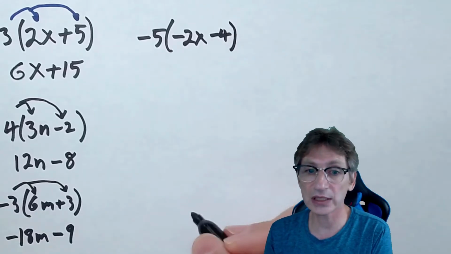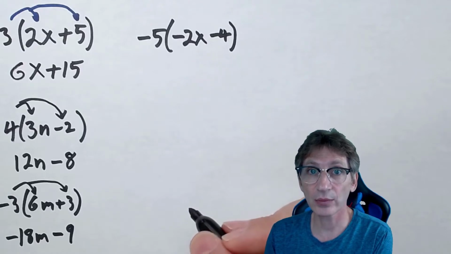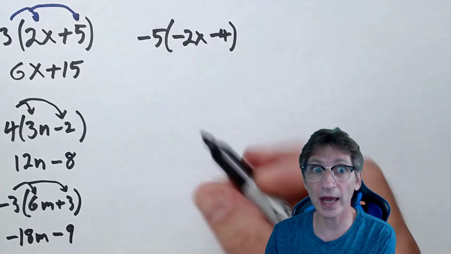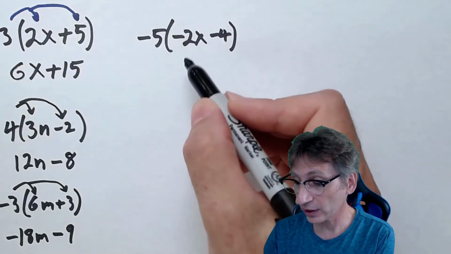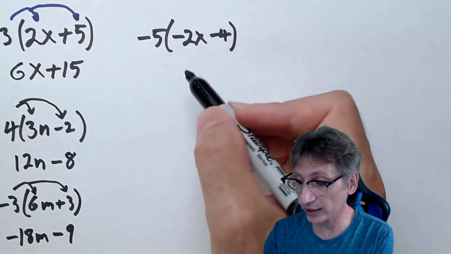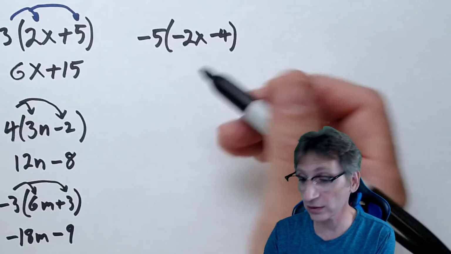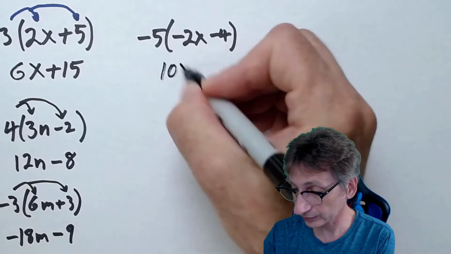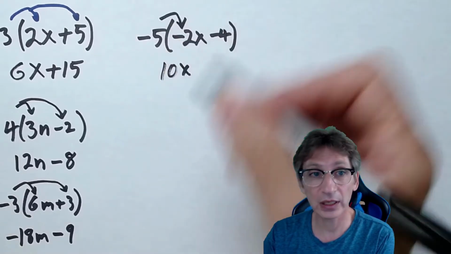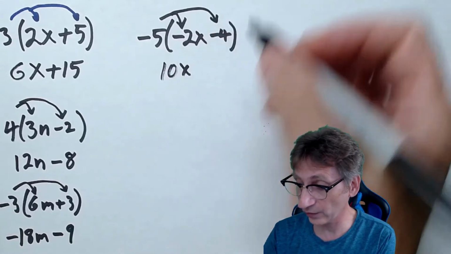And we follow the exact same process. You use the number outside the parentheses, multiply it by each term inside the parentheses, keeping the sign with the term. What I mean by that is negative 5 times negative 2x. This negative goes with the term 2x. Negative 5 times negative 2x is positive 10x. That's this step. Now I multiply negative 5 by negative 4.